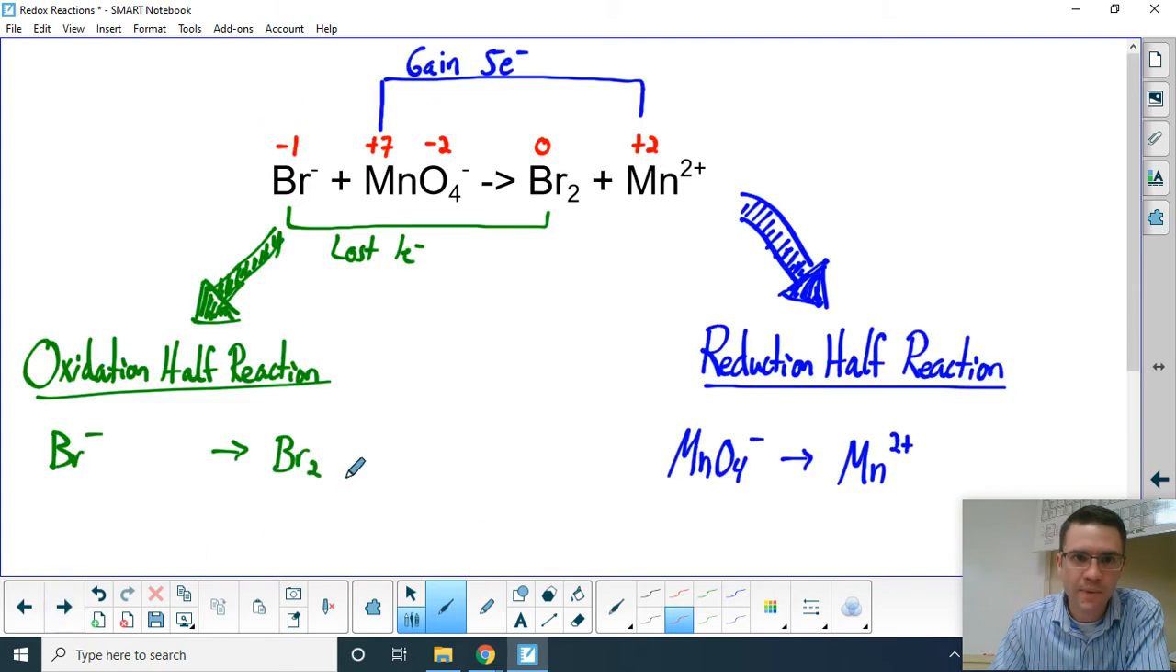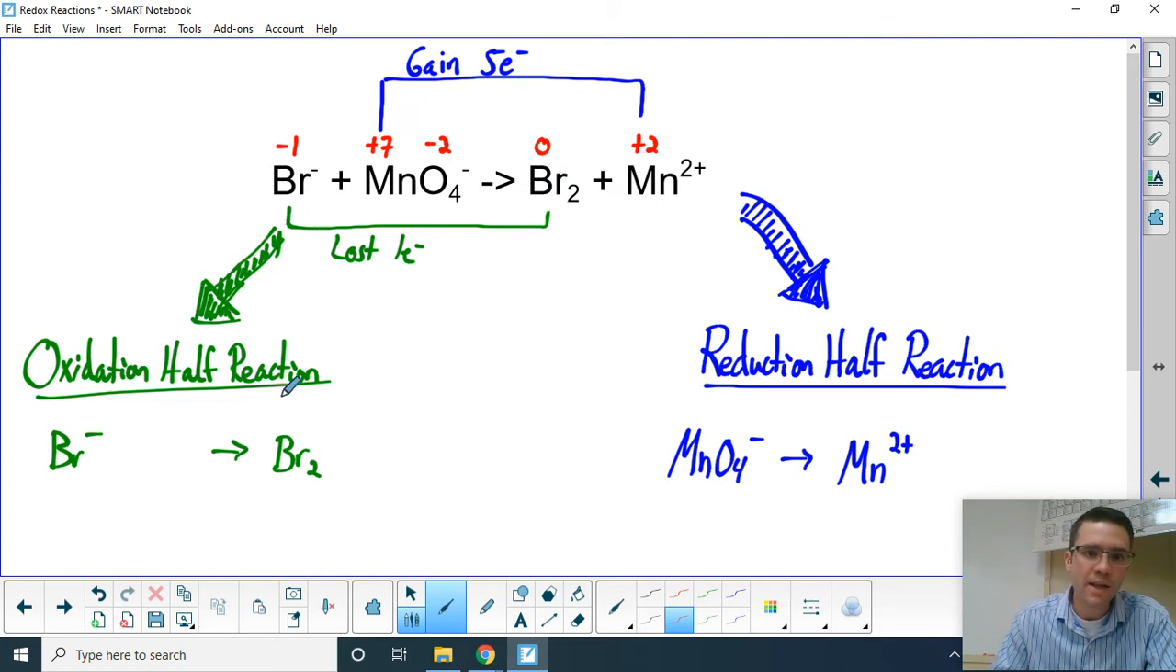Okay, so here it is. The first thing you want to do, break it down like we just did with our oxidation numbers. And then we're going to break this into half reactions. The bromine lost 1 electron. The manganese gained 5 electrons. It goes from +7 oxidation number to a +2 oxidation number. And that shows that it gets 5 more electrons per manganese atom. And the bromine loses 1 electron per bromine atom.